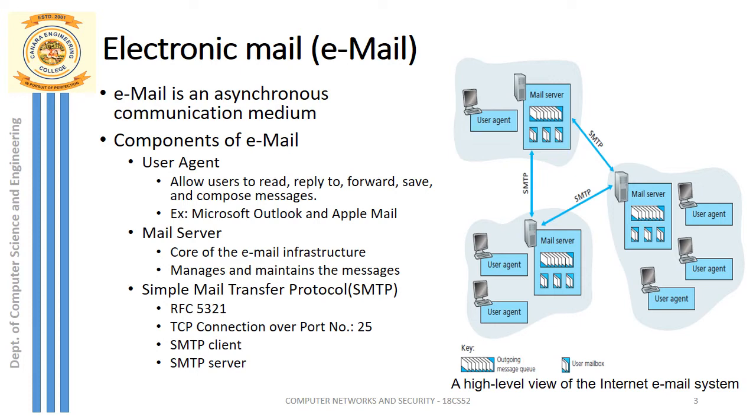As a high level view of the internet email system, it has three components. The first one is called the user agent. By using this, a user can read, reply to, forward, save and compose messages. The best examples of user agents are Microsoft Outlook and Apple Mail.